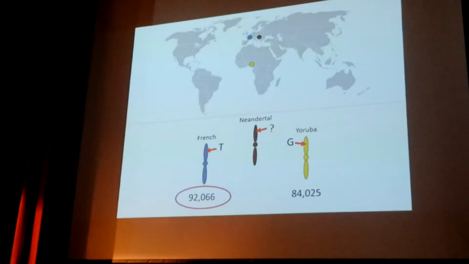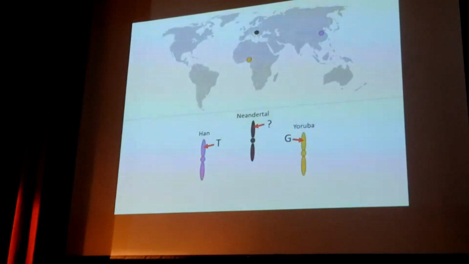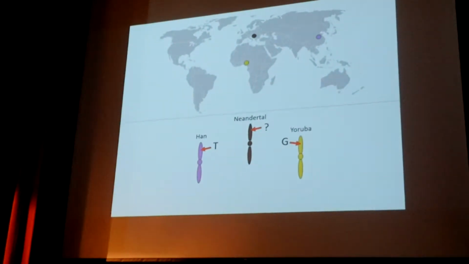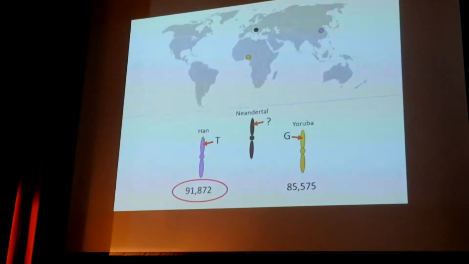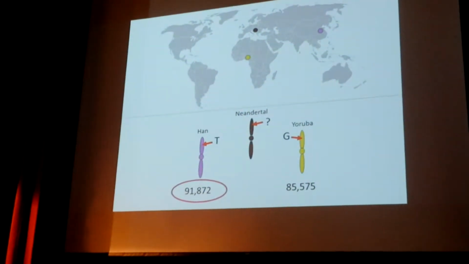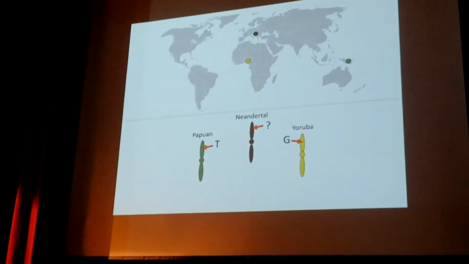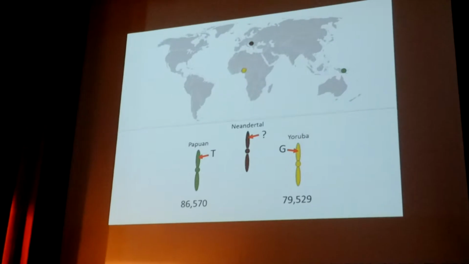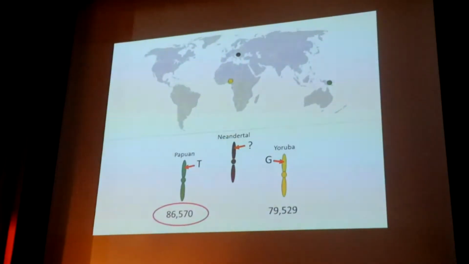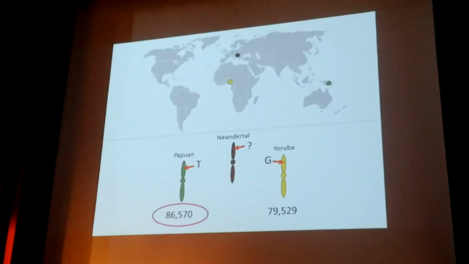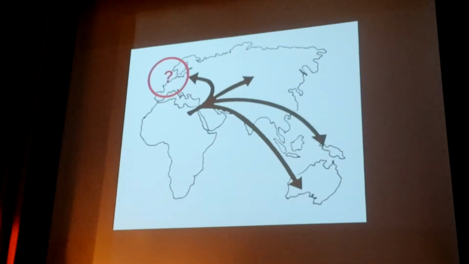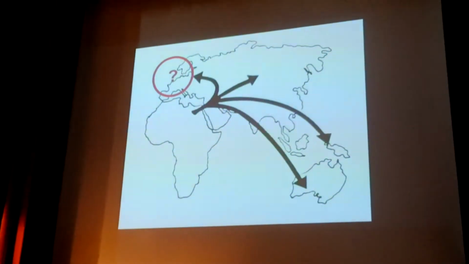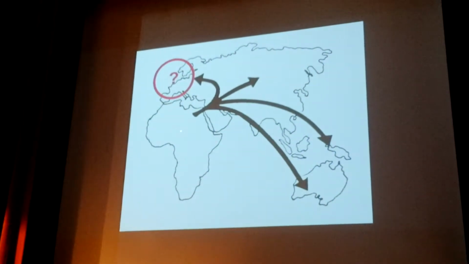But I was even more surprised then when we compared a Chinese individual to an African individual. We again found more matching to the Chinese person, although most people would say there have never been Neanderthals in China. And even more surprising than Papua New Guinea, where for sure there have never been Neanderthals, we again see more matching to the Papuans than to Africans.